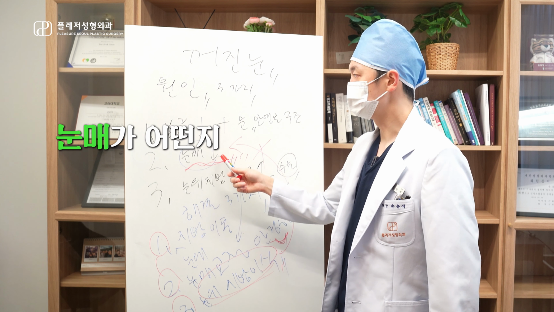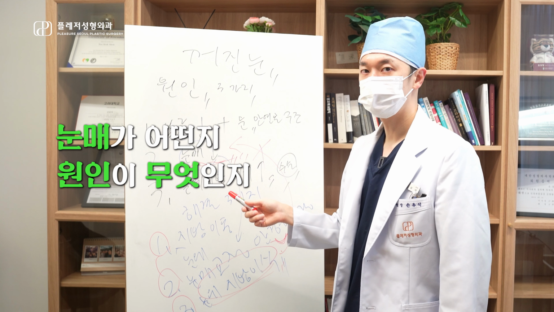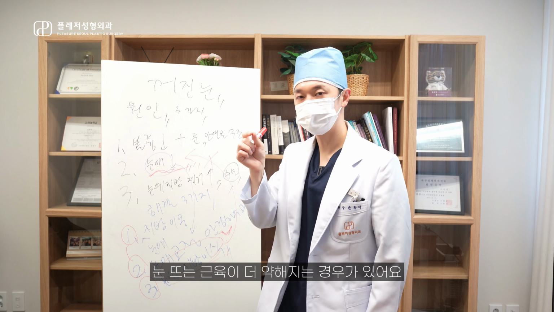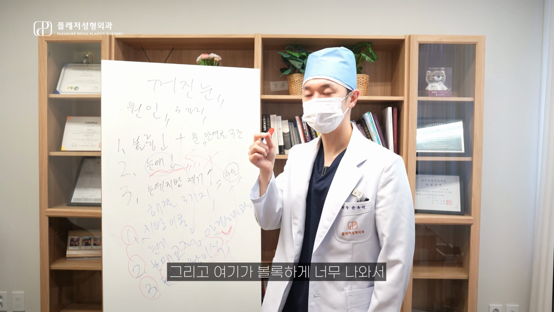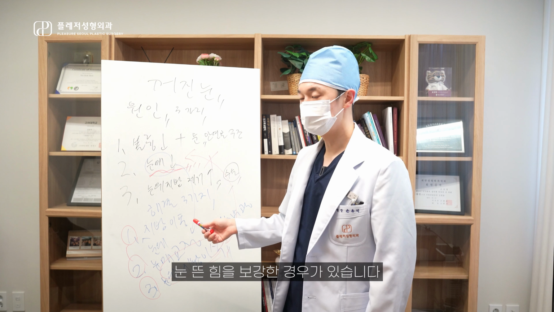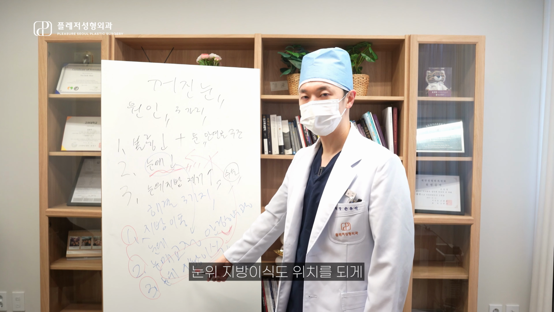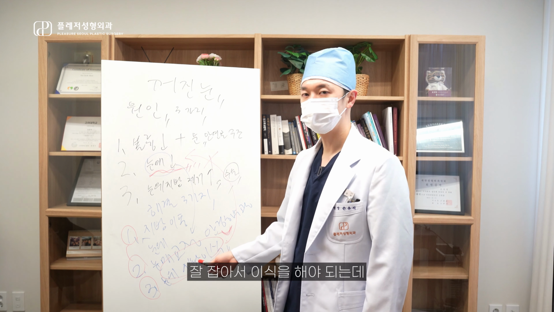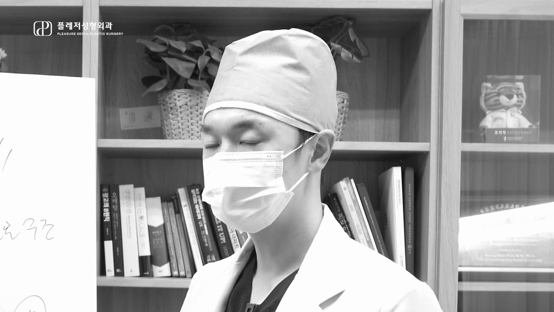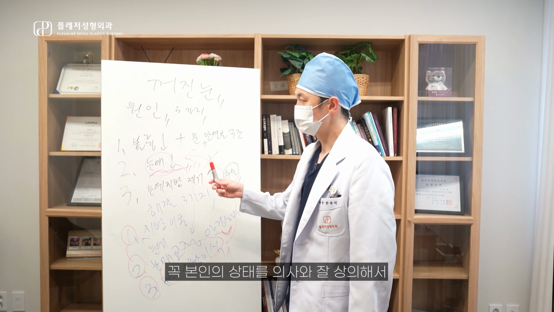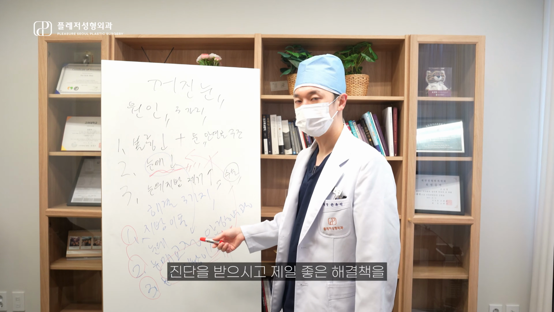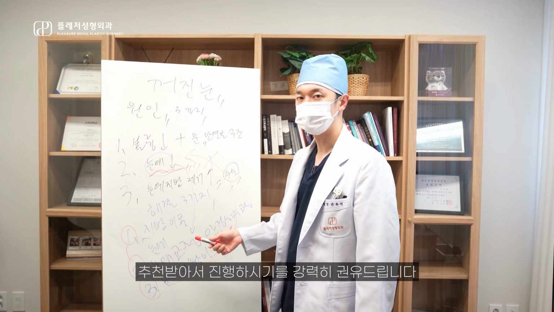You need to figure out what the eyelid shape is like and what the actual cause is. If you keep doing only upper eyelid fat grafting, there are cases where the eyelid opening muscle becomes even weaker. And sometimes when this area becomes too puffy, we end up removing the fat and reinforcing the eyelid opening strength. When performing upper eyelid fat grafting, it's crucial to place the fat in the right position. If the fat is placed above the eyelid opening muscle, it makes surgery much more difficult. I strongly recommend that you thoroughly discuss your condition with your doctor, get an accurate diagnosis, and proceed with the best solution recommended to you.